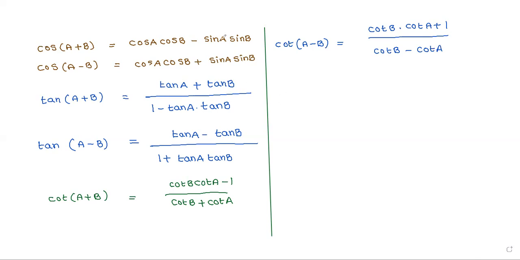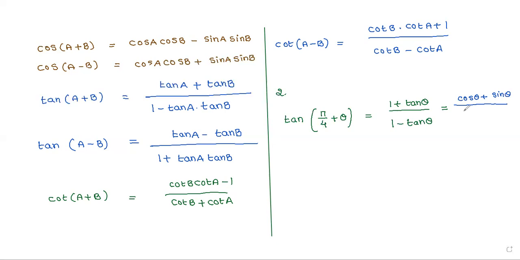Another formula. So tan of pi by 4 plus theta, that means 45 plus theta, is equal to 1 plus tan theta by 1 minus tan theta. Otherwise, another form: cos theta plus sin theta by cos theta minus sin theta.